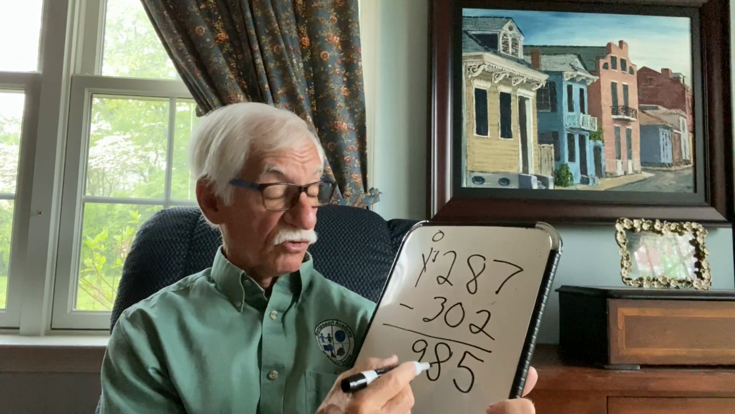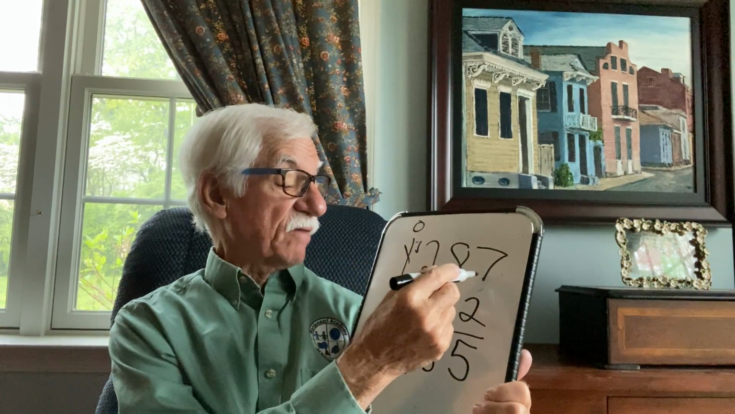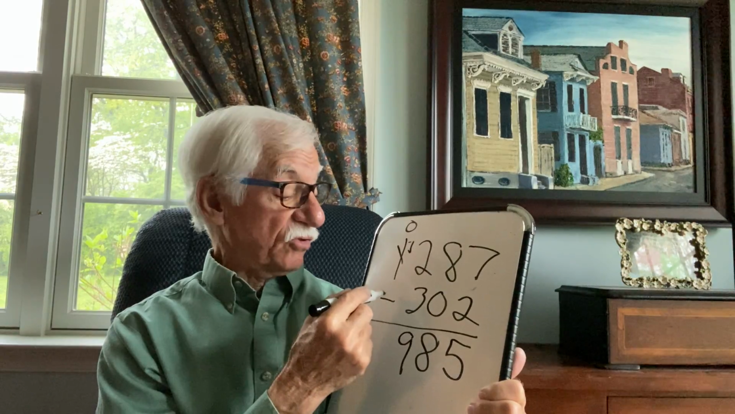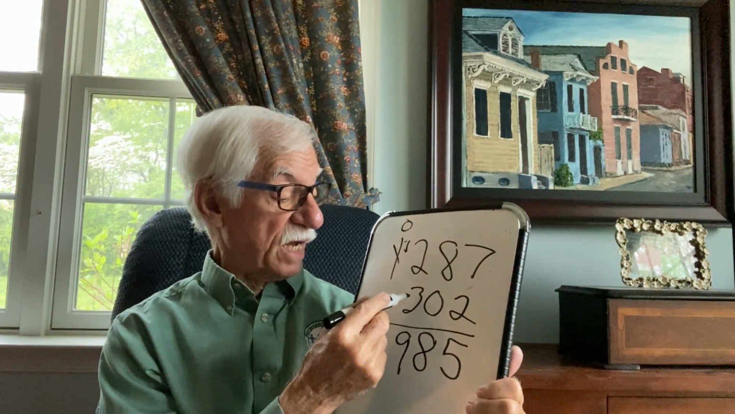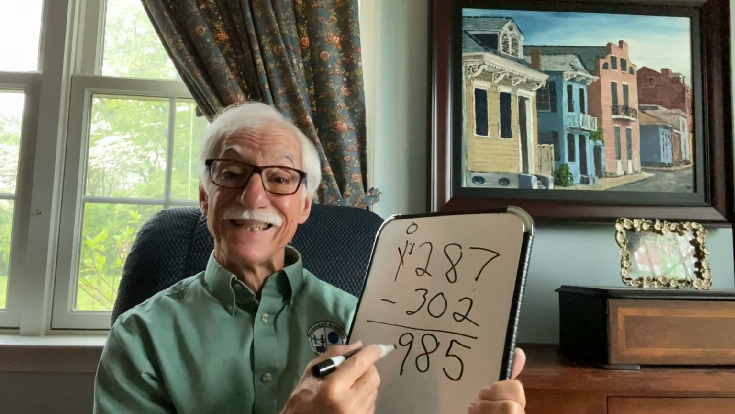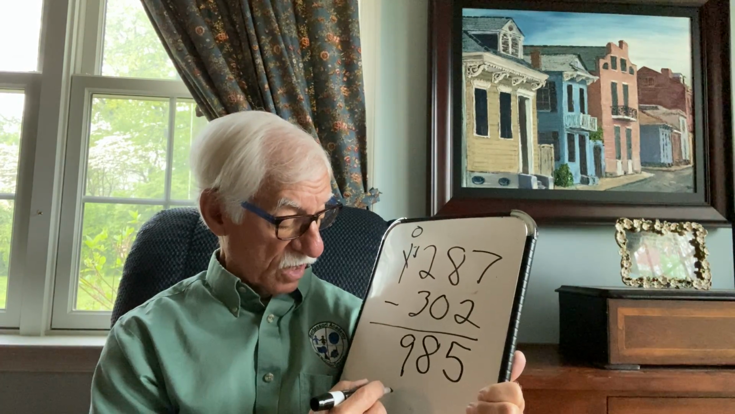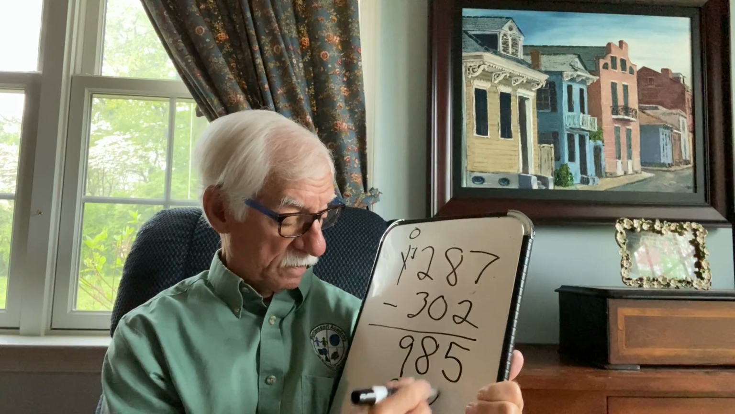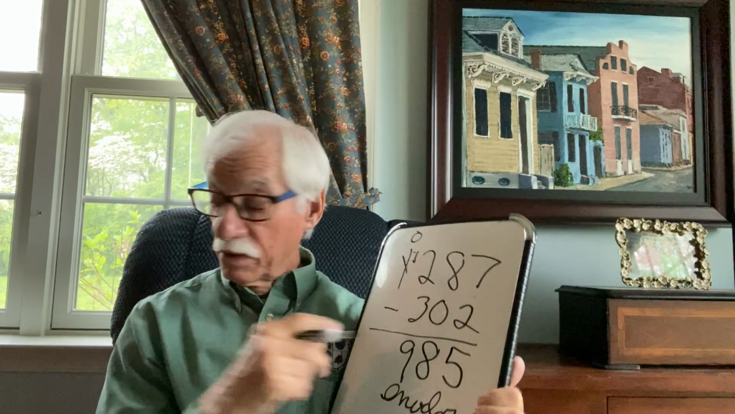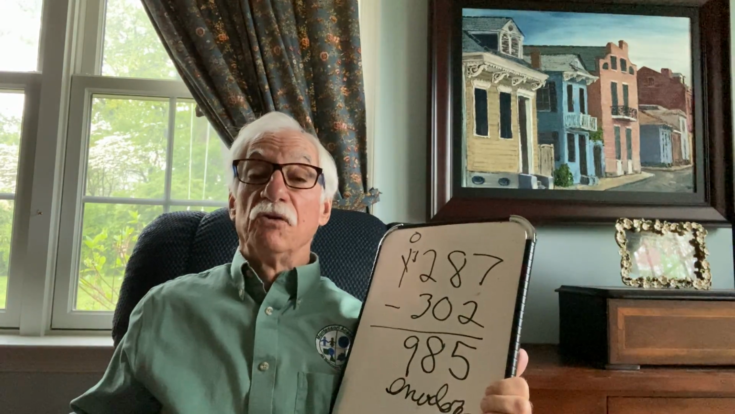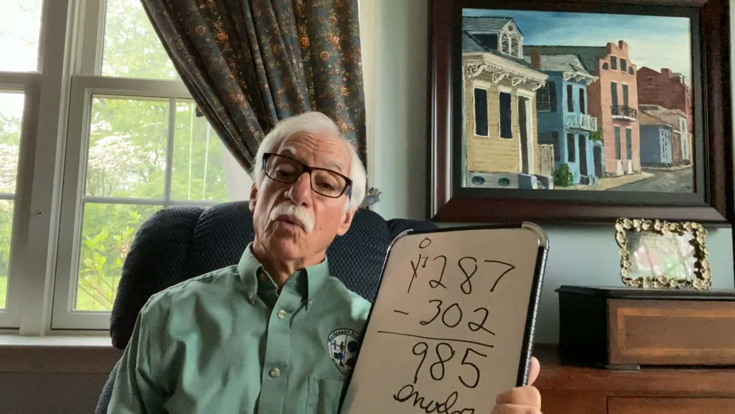So, the answer is 1,287 minus or take away the subtrahend of 302, and I get a difference, which is the answer in subtraction, of 985 envelopes. And remember, you always have to have a word in your story problems that tells you what it is that you were looking for in this math.